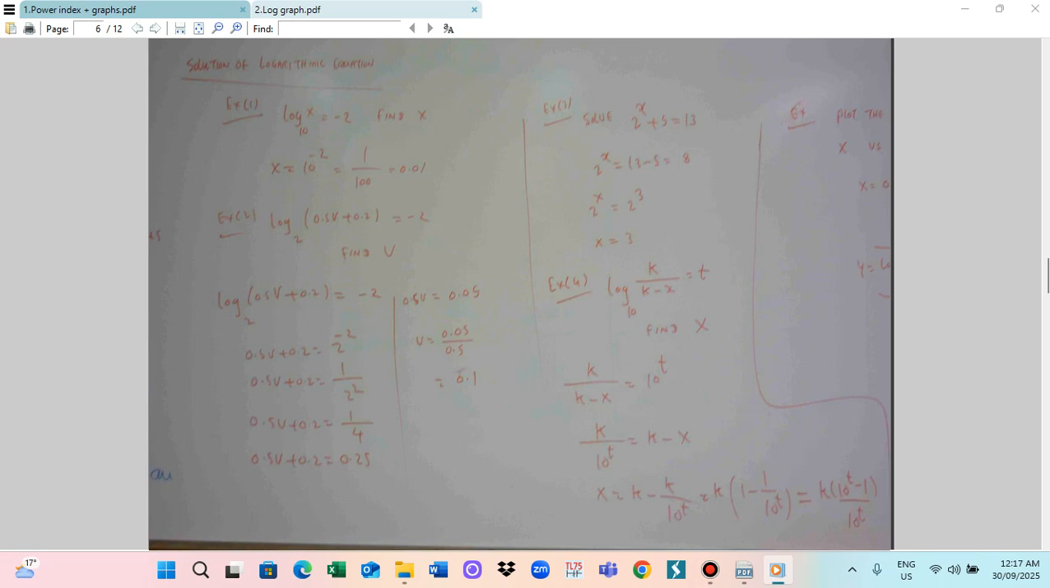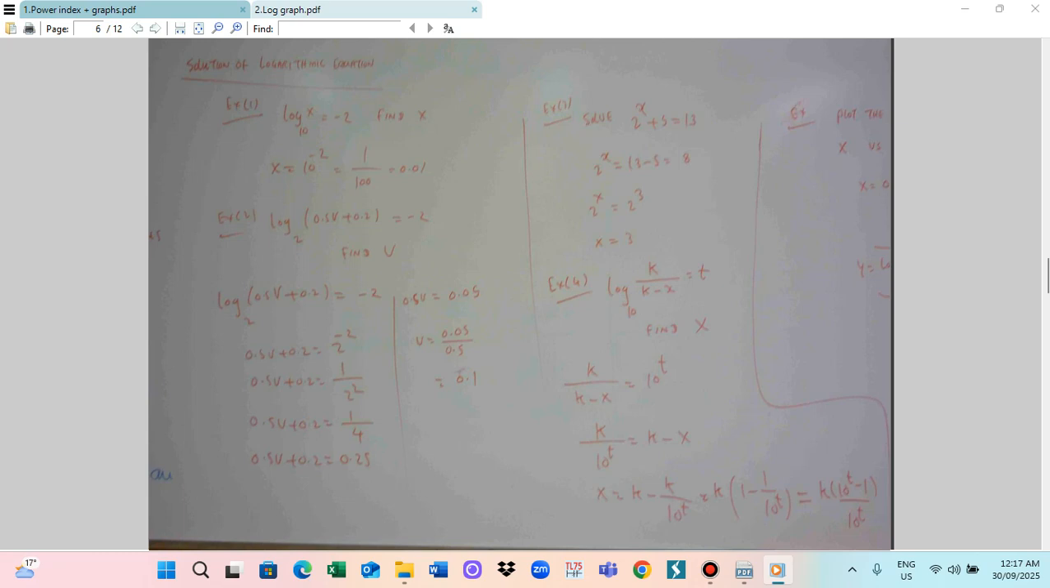And similarly, you can find log k divided by k minus x and the base 10 is equal to t. So find x. Okay, so this one we can solve here. k by k minus x is equal to 10 power t. So then we interchange, k by 10 power t is equal to k minus x.